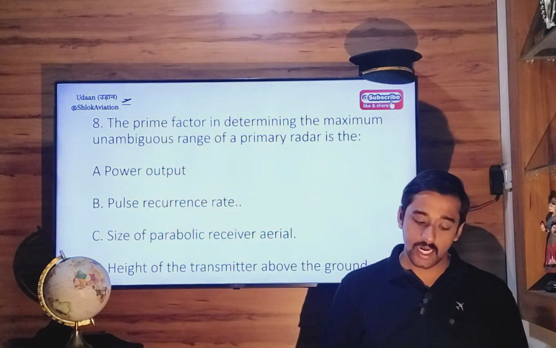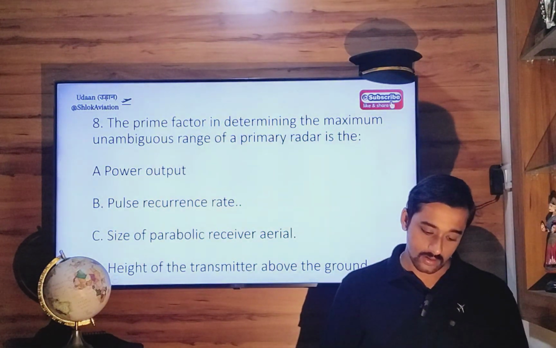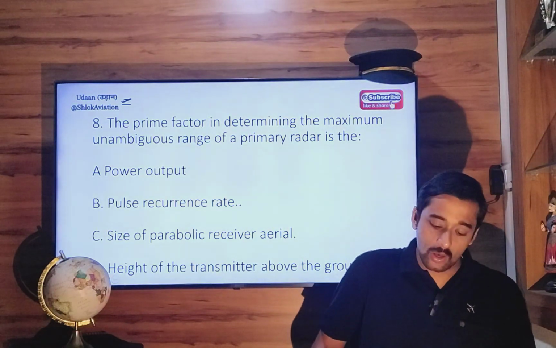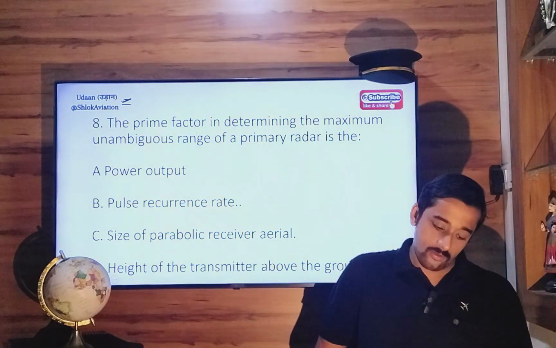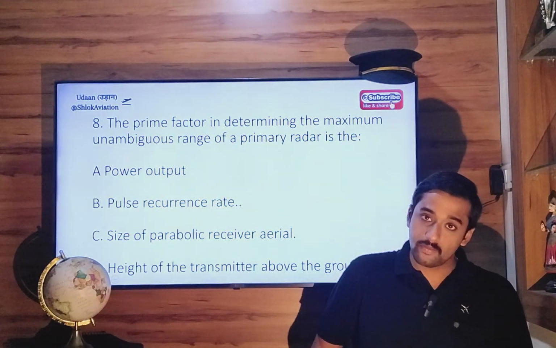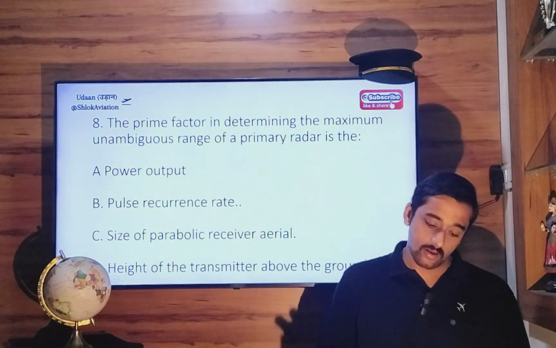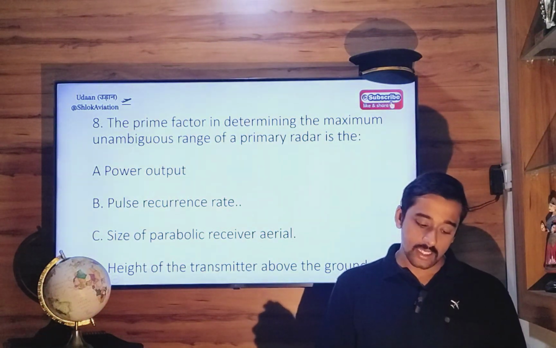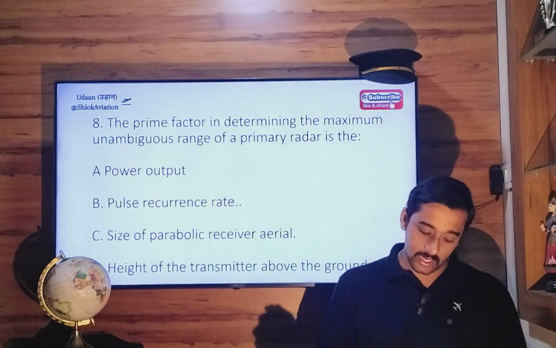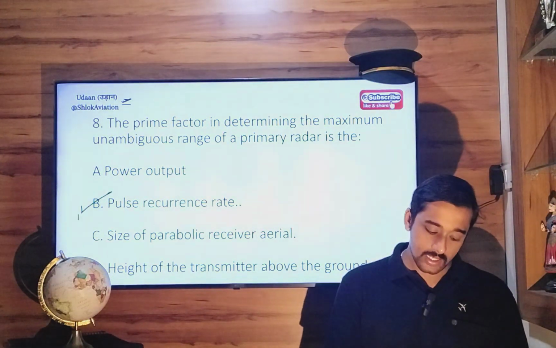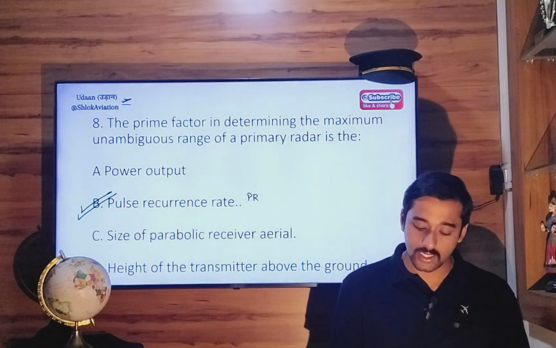Next, the prime factor in determining the maximum unambiguous range of primary radar is what? Maximum range will be determined by pulse recurrence rate or pulse recurrence frequency.